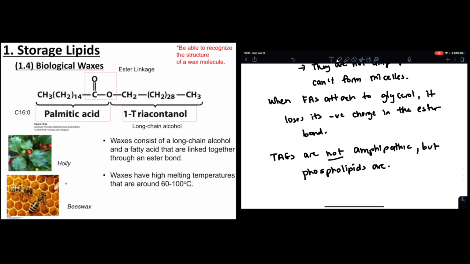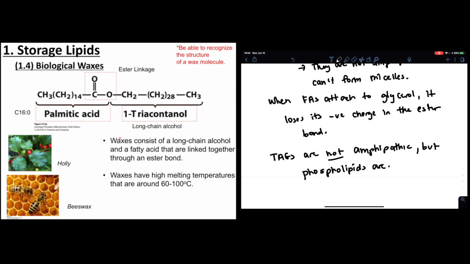Okay, the last concept in storage lipids, we're going to talk about biological waxes. So make sure that you're able to recognize what the structure of a wax molecule looks like. A wax molecule is pretty simple. It's just a fatty acid. So this is palmitic acid, which is C16:0, and it's linked to a long chain alcohol. So this alcohol over here has 30 carbons, and this was formerly an alcohol group there, okay? So you have a long chain fatty acid in an ester linkage with a long chain alcohol.